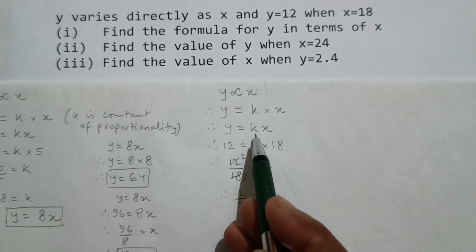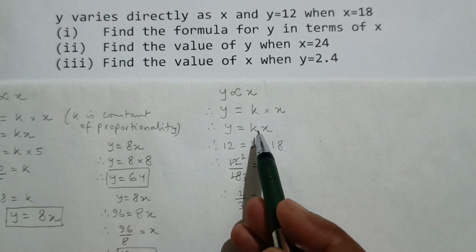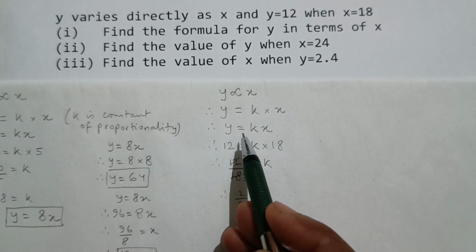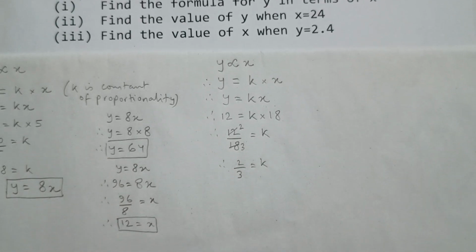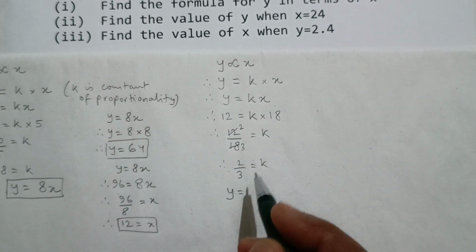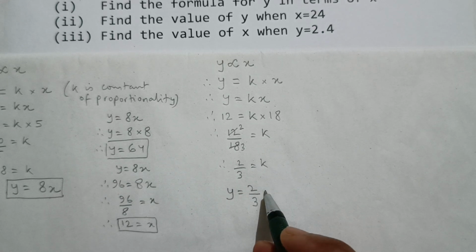So now y equals kx will become y equals 2 by 3x, because the value of k is 2 by 3. Instead of k, I will write its value, which is 2 by 3. So y equals 2 by 3x.